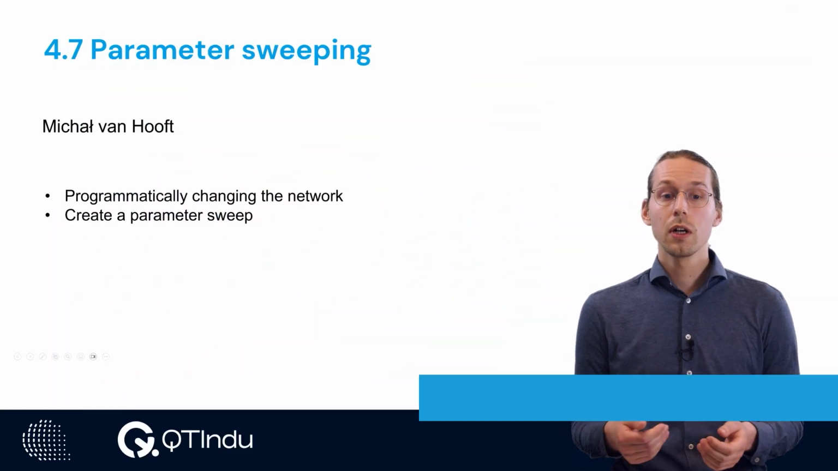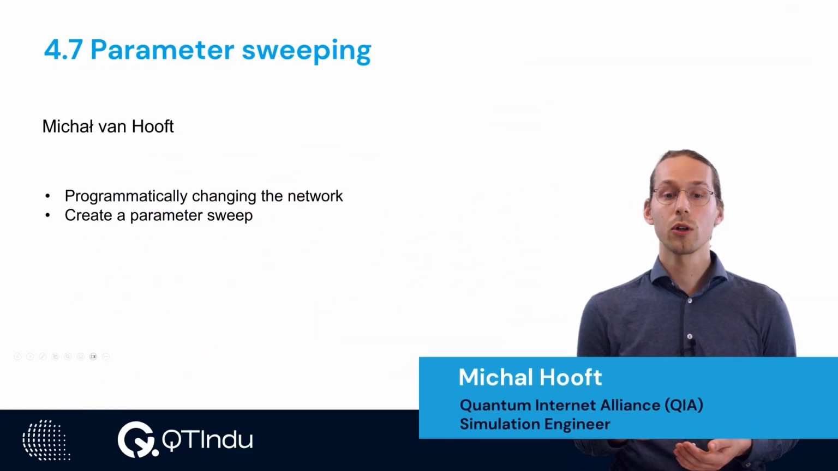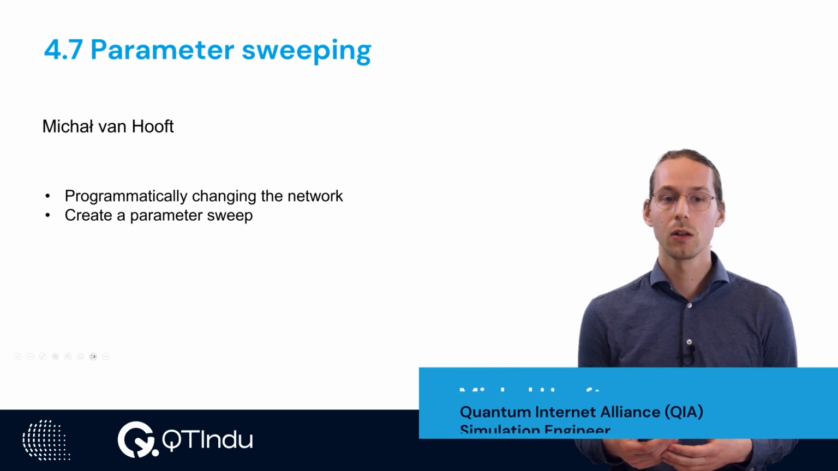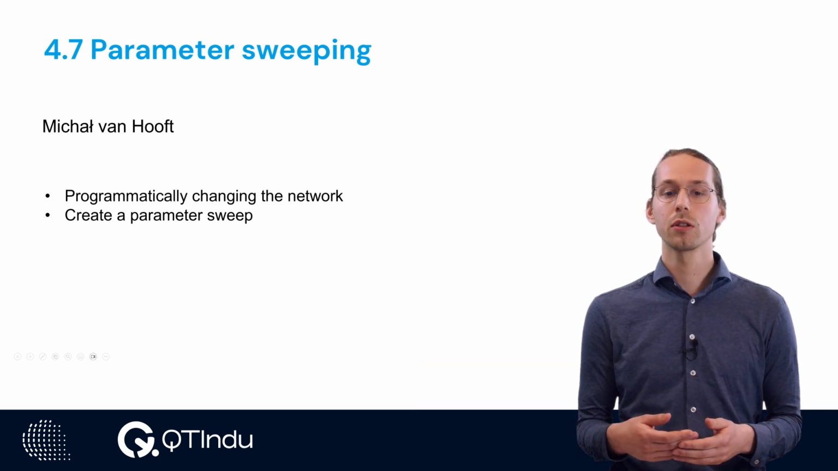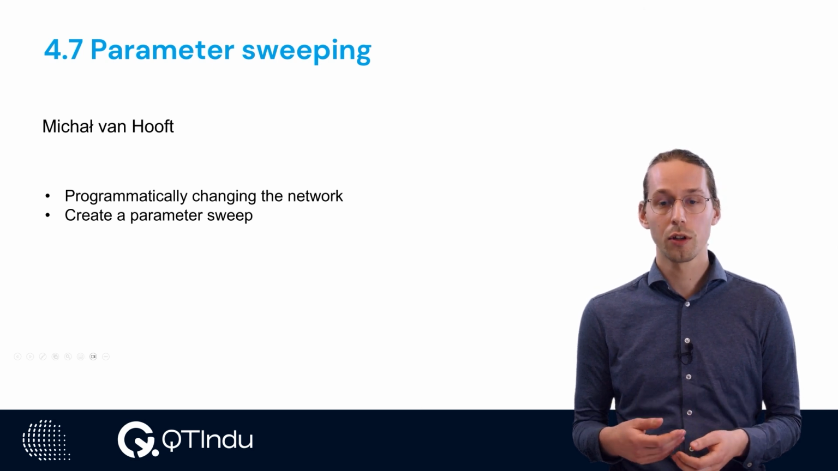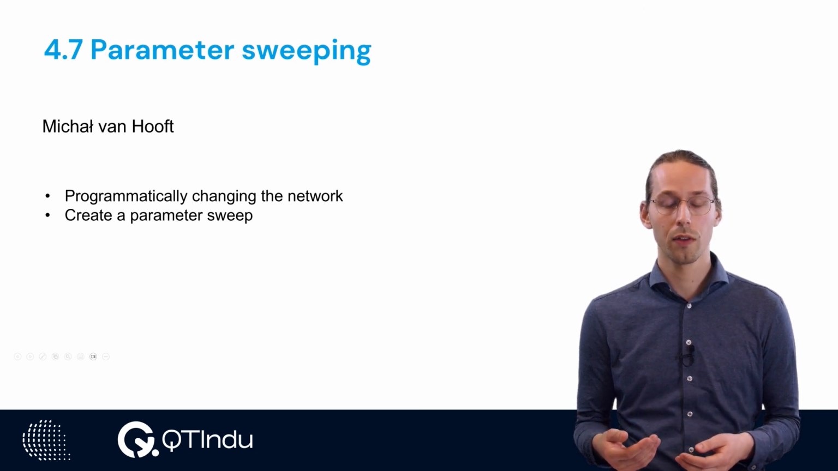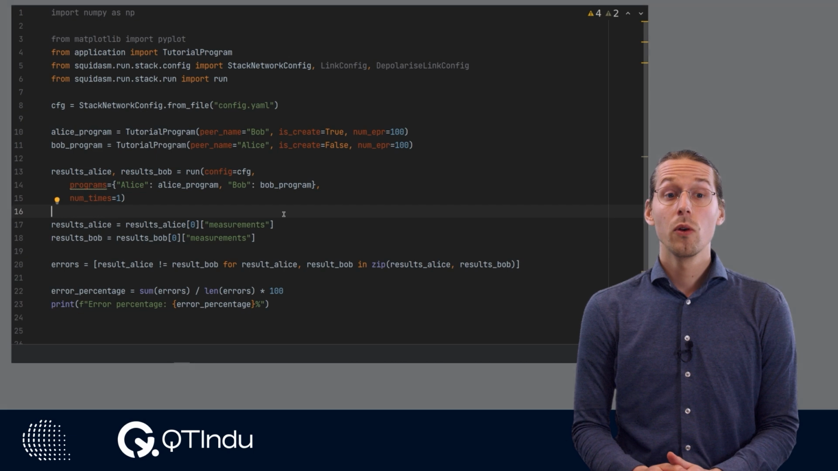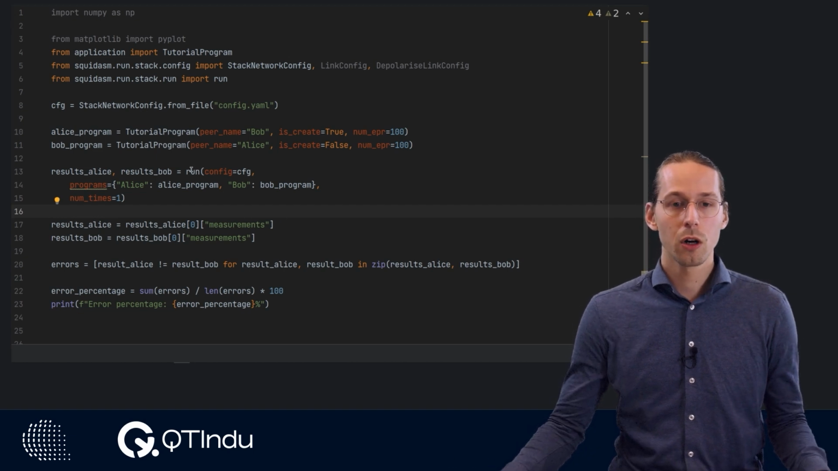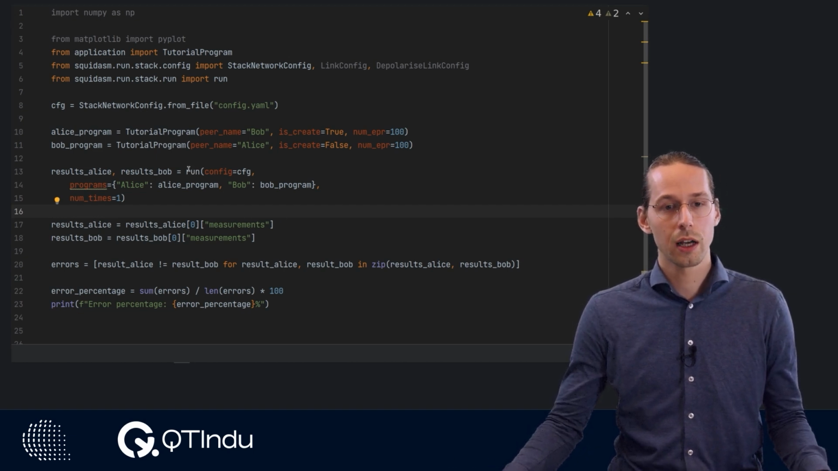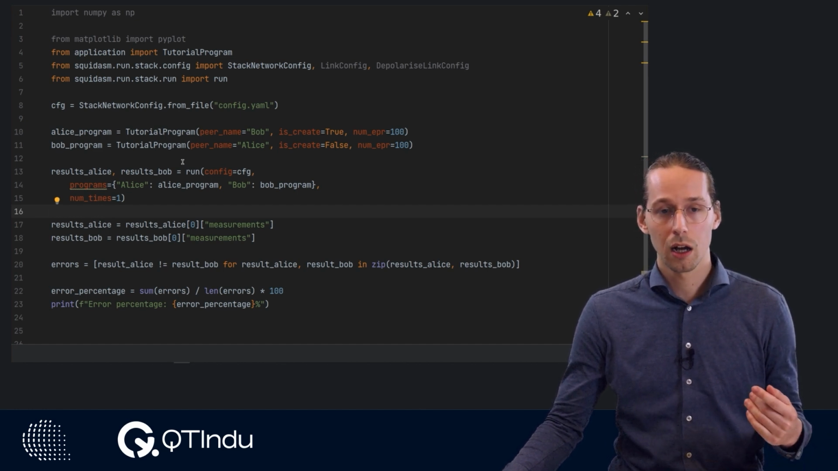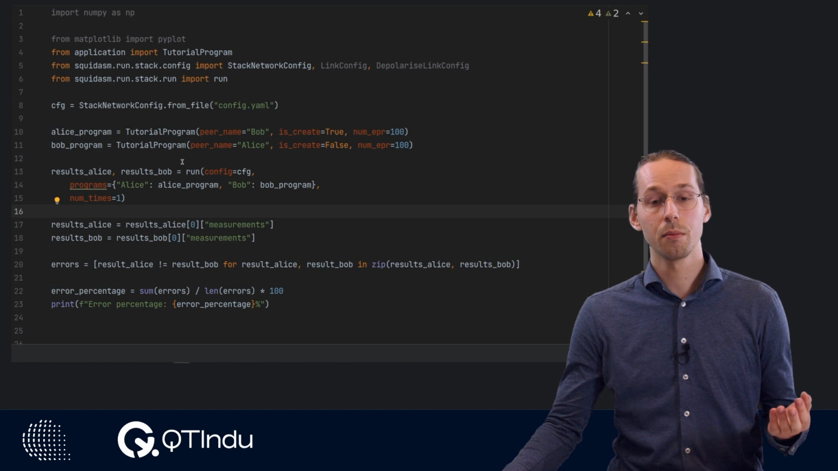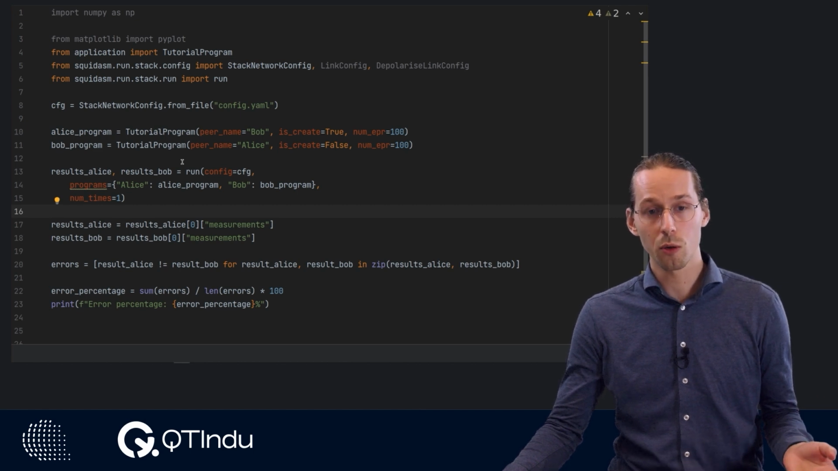In this submodule, I will show you how to create a network configuration from Python. We will use this newfound knowledge to loop over the link fidelity and output the error rate of the measured qubits depending on the link fidelity. We will expand on our previous code to do an investigation of the link fidelity versus the error rate in the measurements of the entangled qubits.